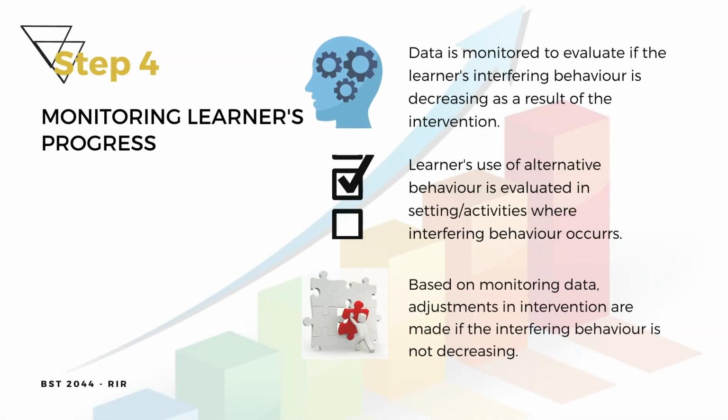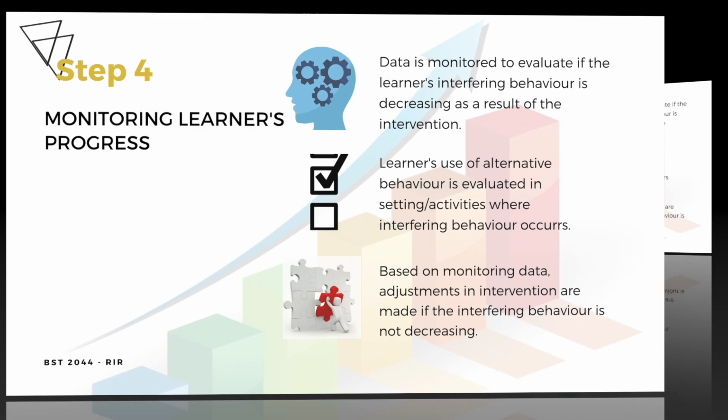Step 4. Monitoring the learner's progress. This is the step where data is monitored to evaluate if the interfering behavior is decreasing as a result of the intervention. Learners' use of alternative behavior is evaluated in the setting or activities where interfering behavior usually occurs. Based on the monitoring data, adjustments in the intervention are made if the interfering behavior is not decreasing.